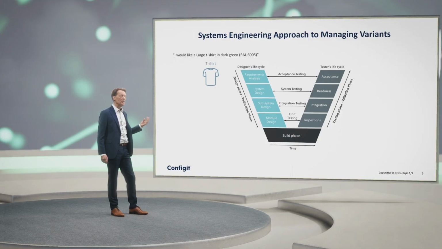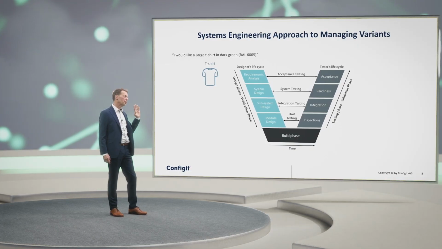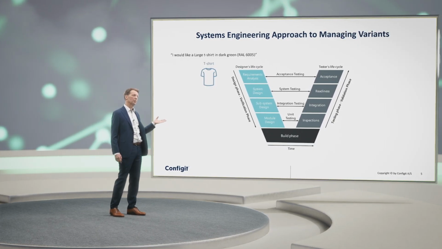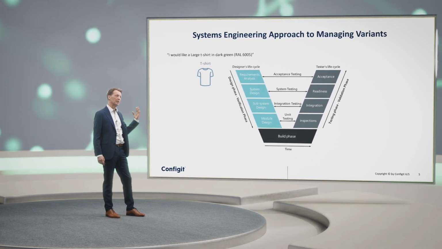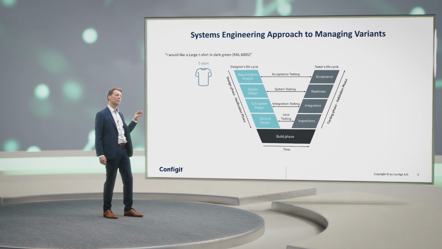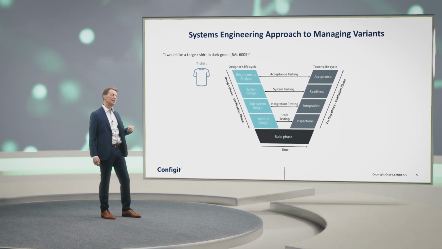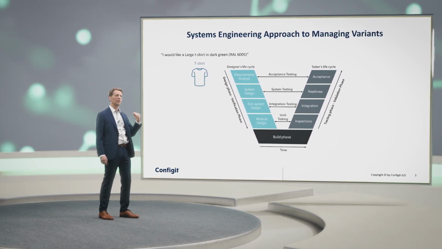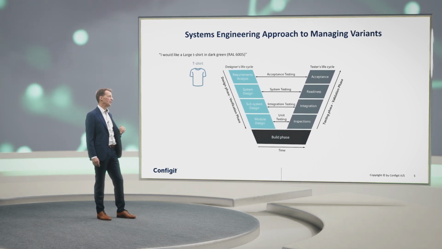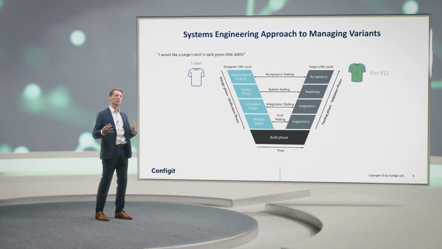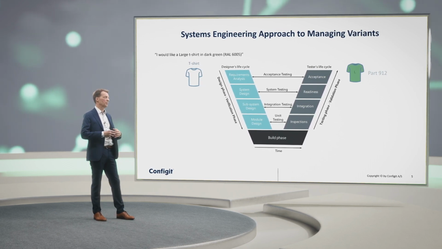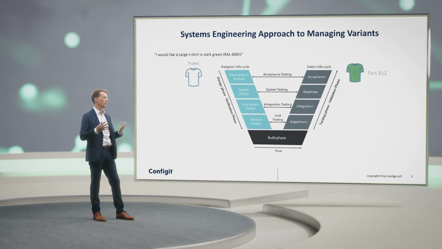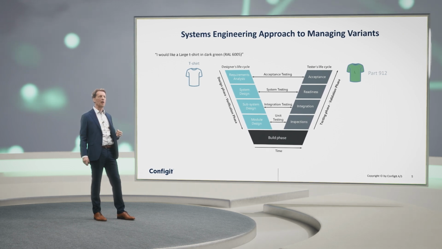In an engineer-to-order process, you would go through the V of the V model, you would go through the different phases of refining that requirement into the constituent elements, and then on the other side of the V, you would validate that you have done every step correctly. And out at the end, you will get a green t-shirt. You will maybe give it a part number or some unique identifier that means that now you have this particular variant available.